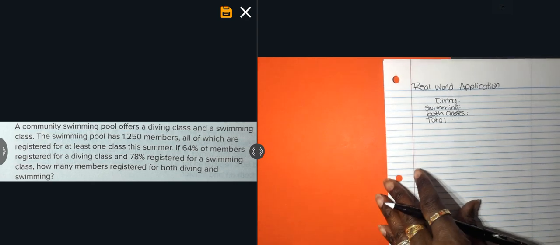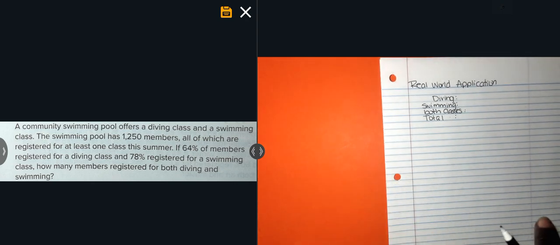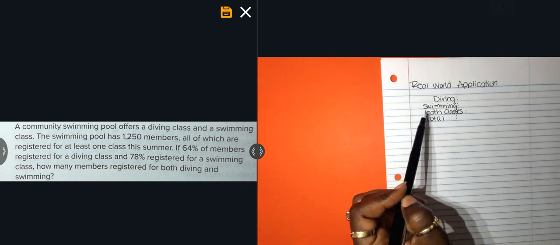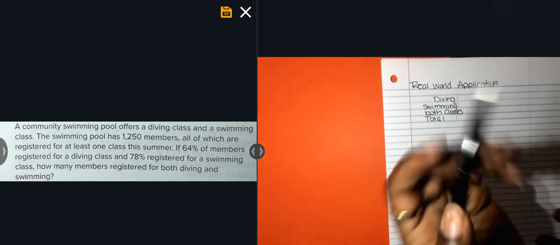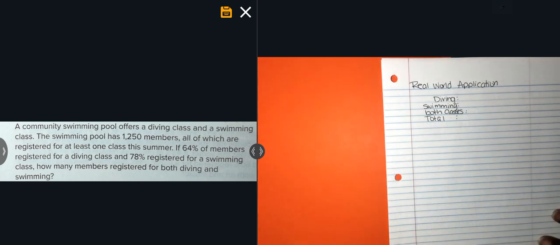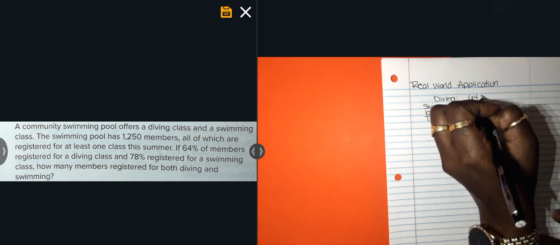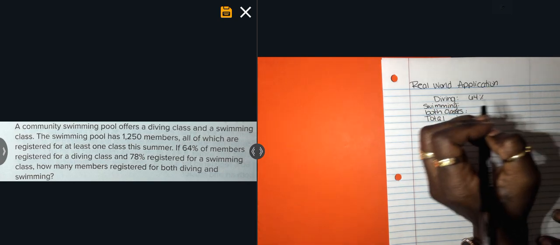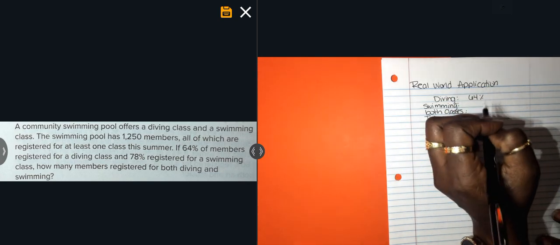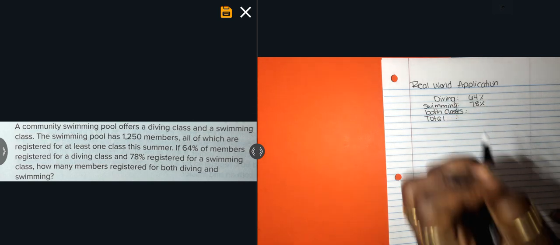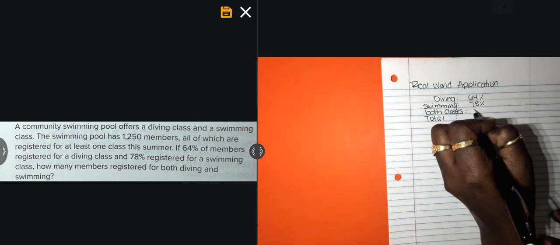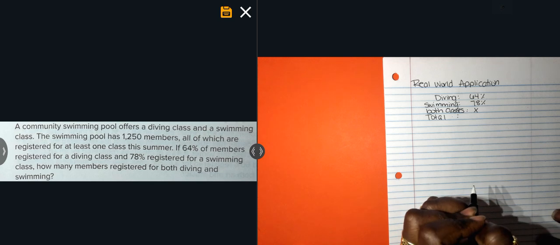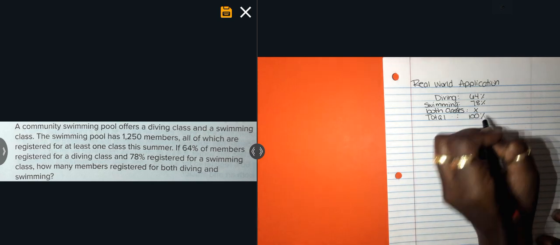All right, so I wrote down the different groups. We have a diving class, swimming class. Some people are signed up for both classes, and then we should have our total. So I'm going to fill in what I know from the story using the percentages that they gave us. They said that 64% are signed up for diving. So I'm going to put 64% here. 78% are signed up for a swimming class. And then some are signed up for both classes, which we're going to leave as X because we don't know what that is. And then the total is going to be 100% of the members.